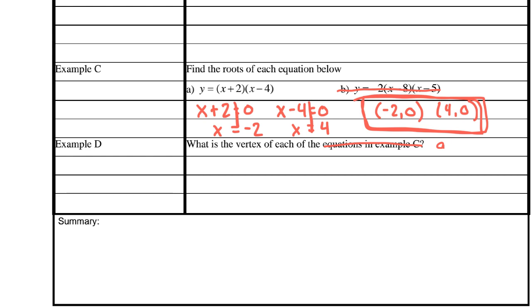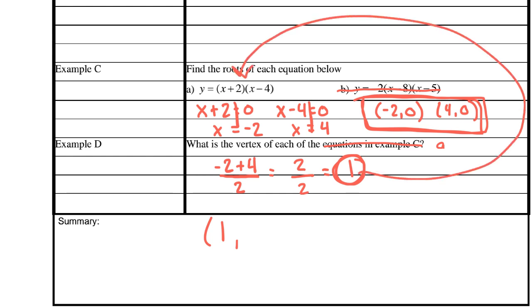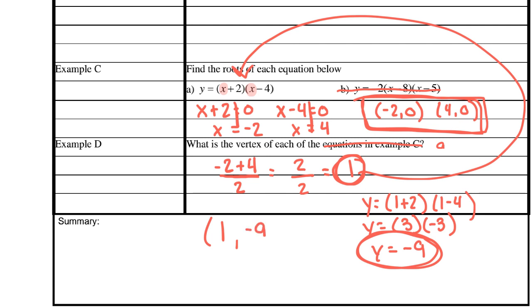and so we did this on the front side of our paper. So we take each root, negative 2 and 4, and we add them together and then divide them by 2. And that's going to give us the x value of our vertex. And so we find our x value to be 1. So now that we have the x value of our vertex, we want to go back into the original equation and plug 1 in anywhere we see an x. And so just simplifying that equation, we'd have y equals 3 times negative 3, which would equal negative 9. So we know our y value of the vertex is negative 9, which makes our vertex at the point (1, -9).